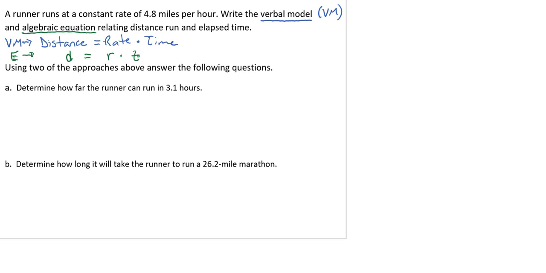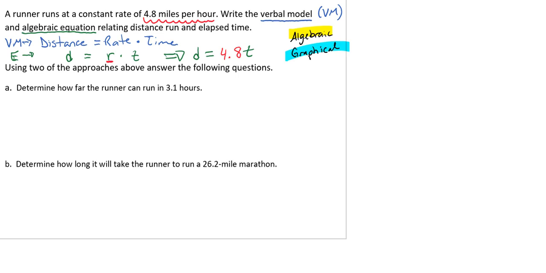Now we know how fast this runner is running. This runner is running at a rate of 4.8 miles per hour. So that's our rate. So we can actually fill this in a little bit better and have that our distance equals 4.8 times time. So we're going to use two of the approaches above, either our algebraic approach or our graphical approach or our numerical approach. So I think that we'll use an algebraic approach and a graphing approach to answer these two questions.